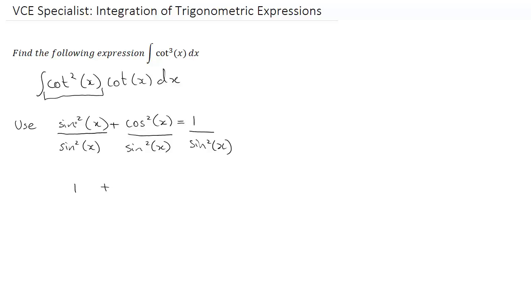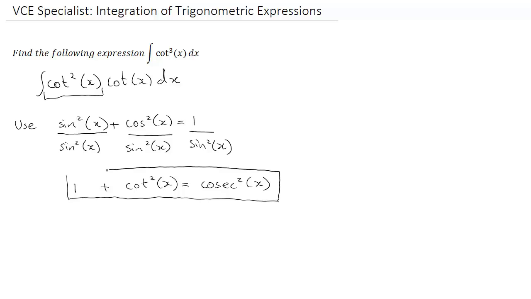Sine squared x over sine squared x is just 1. Cos squared x over sine squared x becomes cot squared x. And 1 divided by sine squared x is cosec squared x. This identity is going to be rather important in our question.